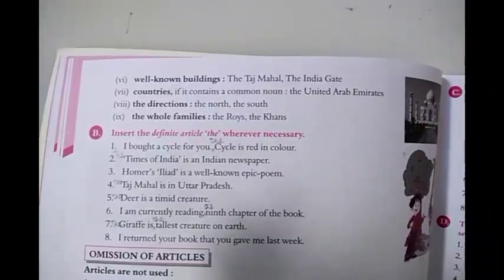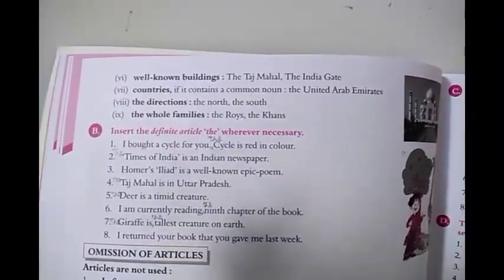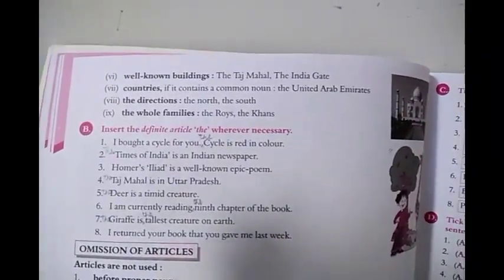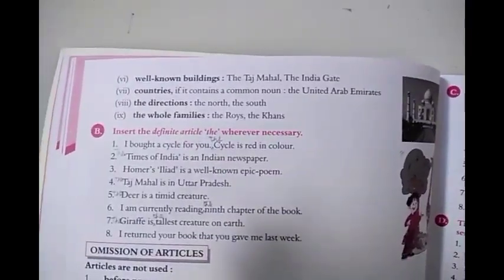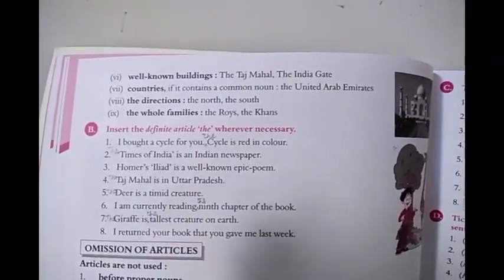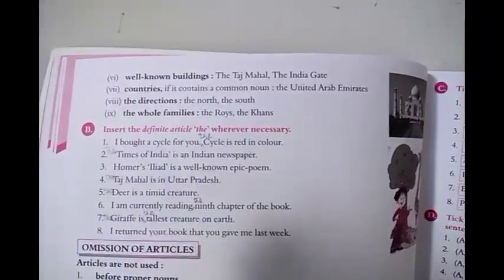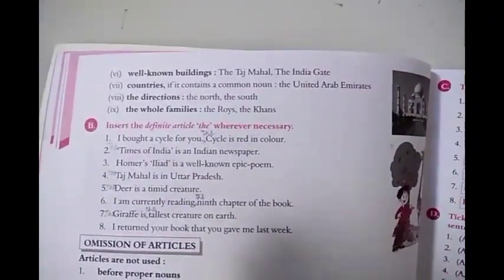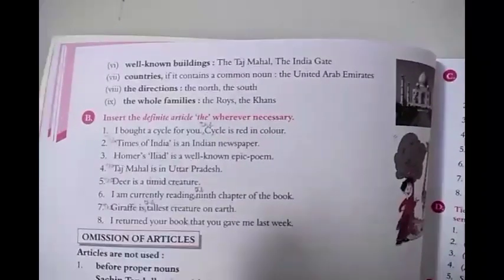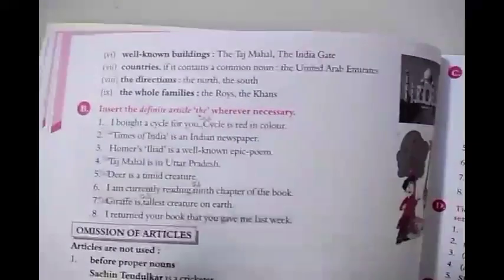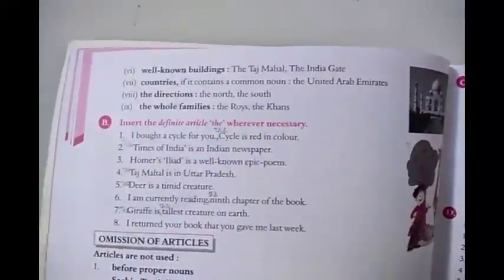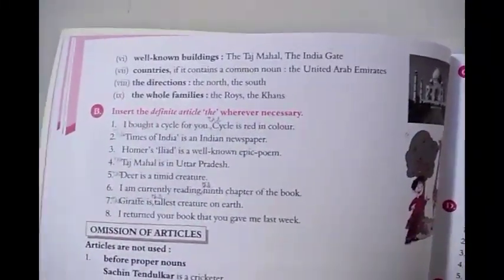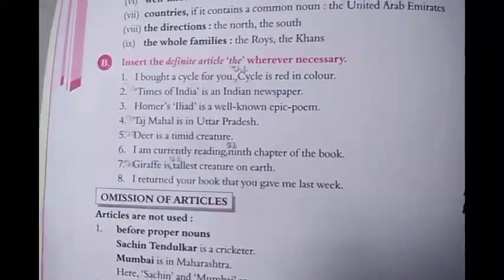Some of the other uses of THE are before well-known buildings like the Taj Mahal, the India Gate, the Qutub Minar. Then countries, only if it contains a common noun, like the United Arab Emirates. The directions, the north, the south, the whole families, the Roys, the Khans. So these are some of the uses of THE where you have to use this definite article. Then this is exercise number B.